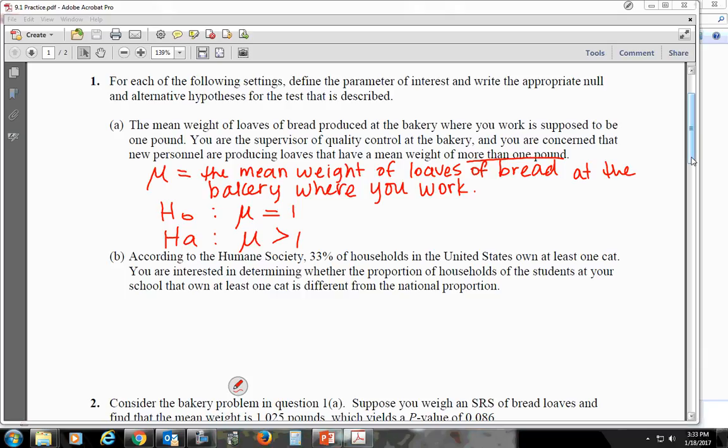Okay, according to the Humane Society, 33% of households in the United States own at least 1 cat. You are interested in determining whether the proportion of households of the students at your school that own at least 1 cat is different from the national proportion. So what symbol are we going to define for our parameter of interest? P. Very good, P. And what is it?